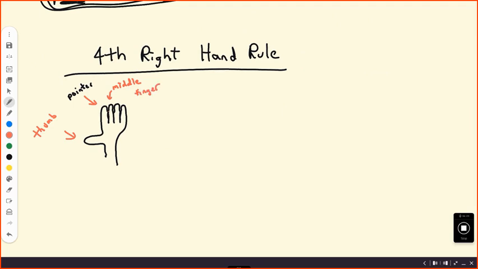You're going to fold these two fingers, your ring finger and your pinky finger. You're going to fold them down because you're not going to be making use of them.